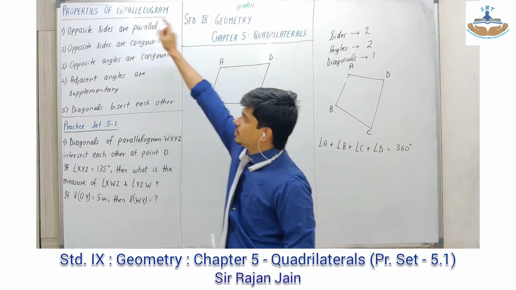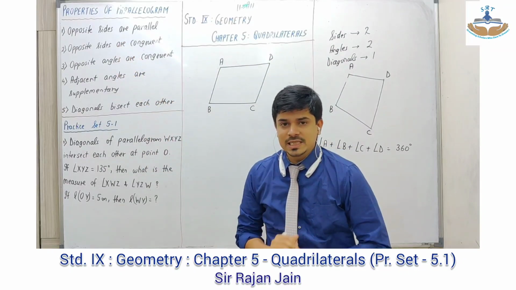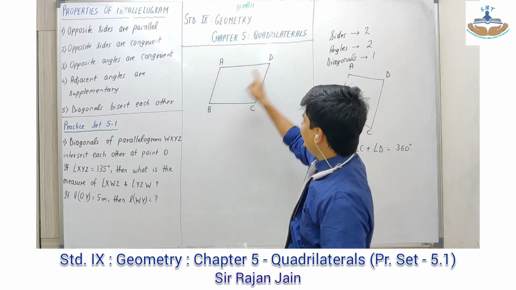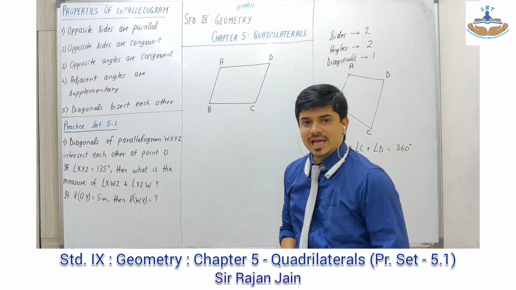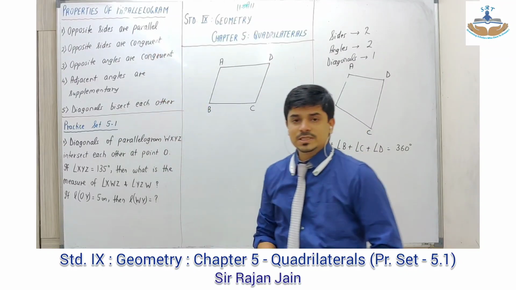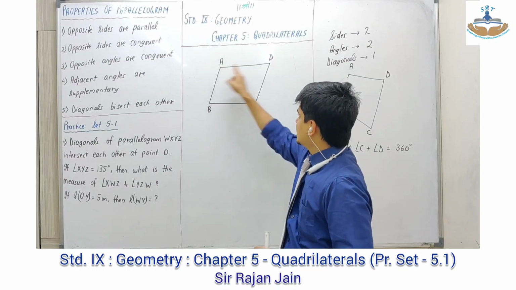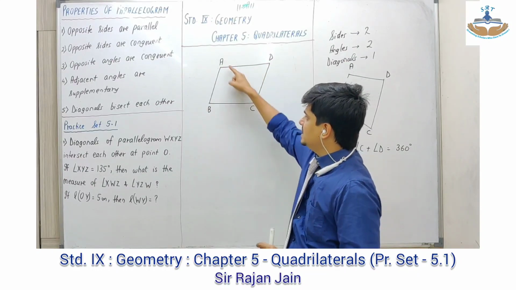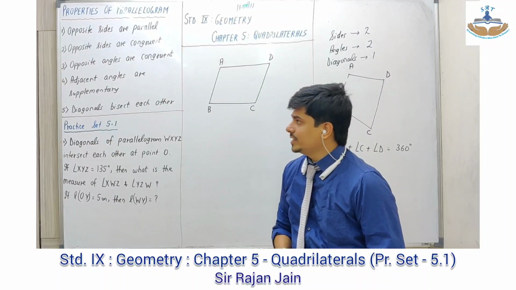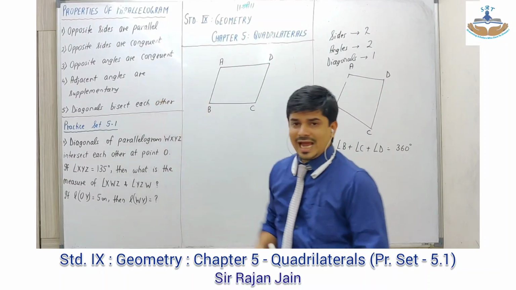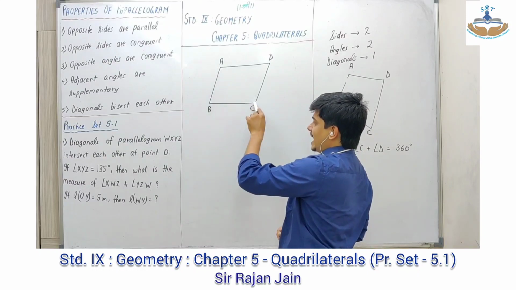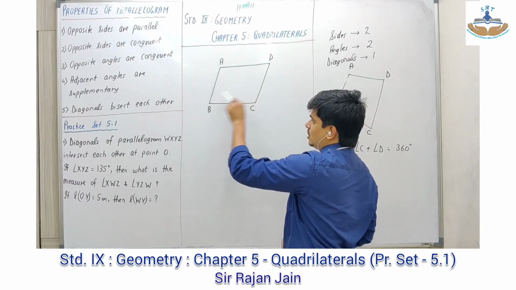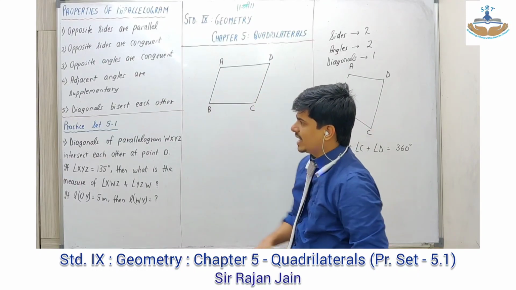Okay, coming back to the properties. First property, opposite sides are parallel. It means that side AD is parallel to side BC and side AB is parallel to side DC. Second property, opposite sides are congruent, means side AD is congruent to side BC and side AB is congruent to side DC. Then opposite angles are congruent. Now which are the opposite angles? Angle A and angle C. These 2 angles will be congruent, angle B will be congruent to angle D.